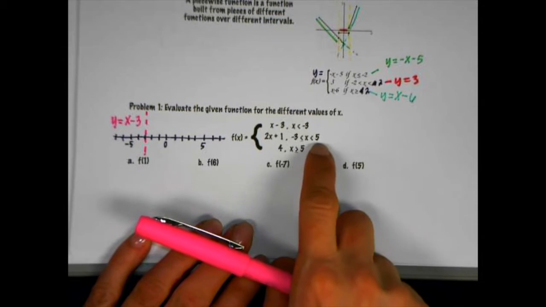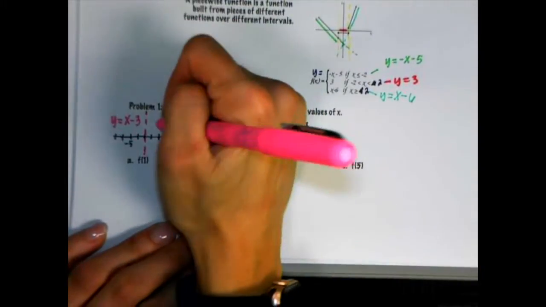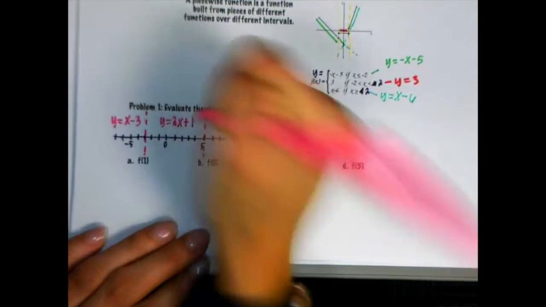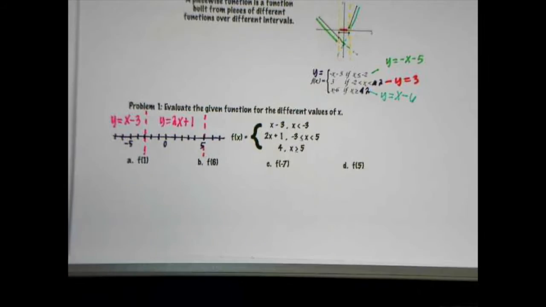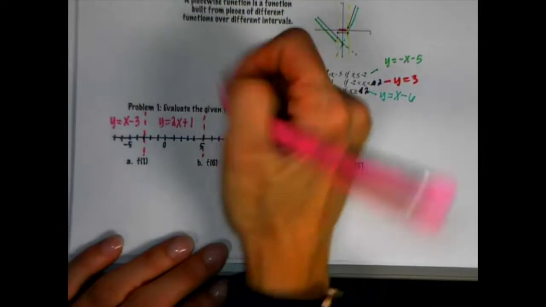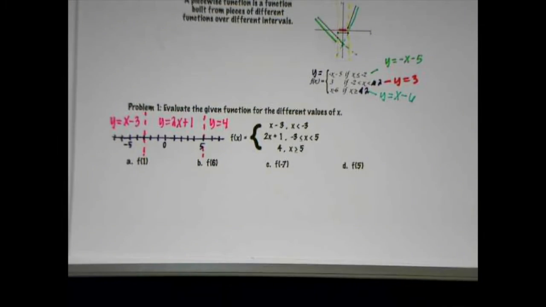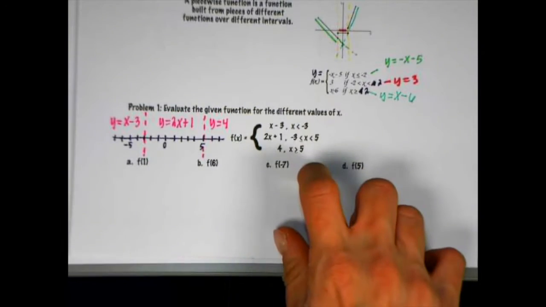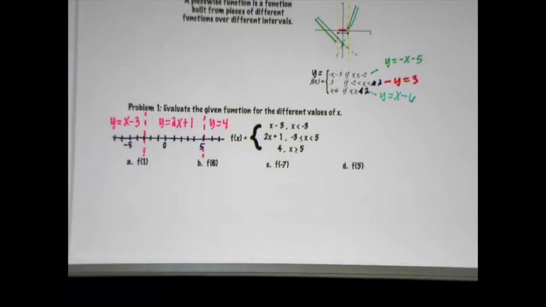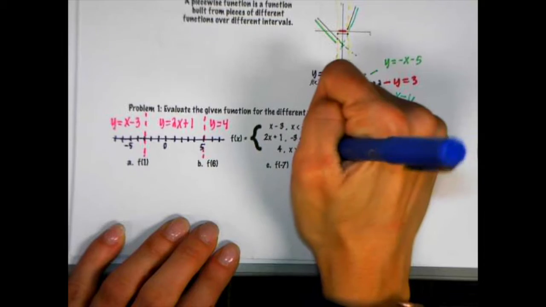Then, from -3 to +5, you're going to use this function, y equals 2x plus 1. And then for anything 5 or bigger, you're going to use y equals 4. So these inequalities over here tell you where they're being cut, where the boundaries are happening, okay? So I'm going to number these so we can just say numbers. This will be equation 1, 2, and 3.